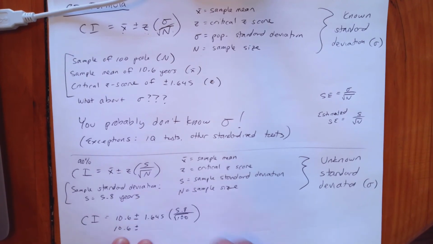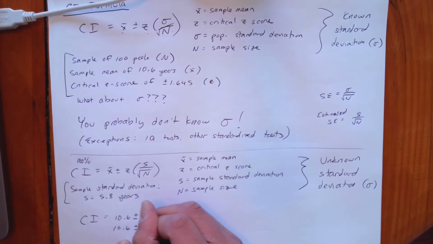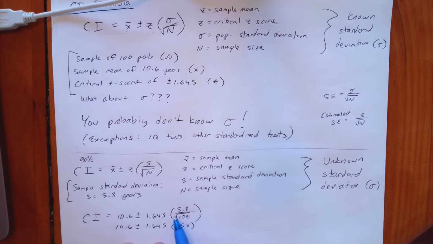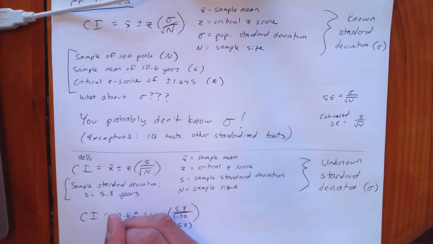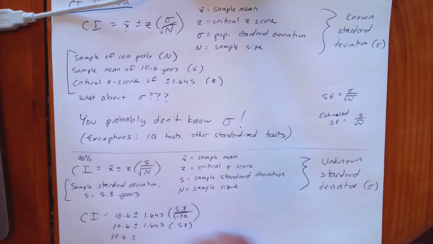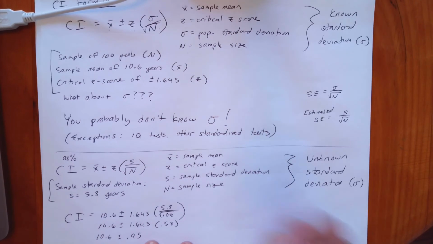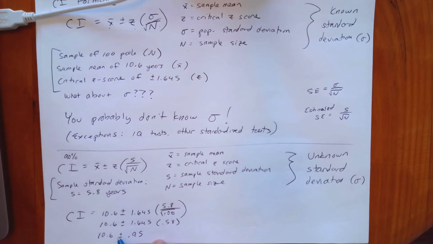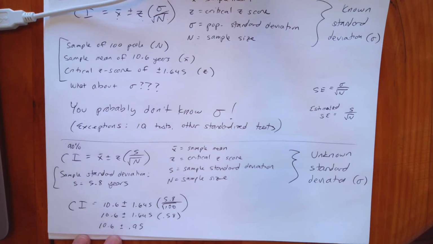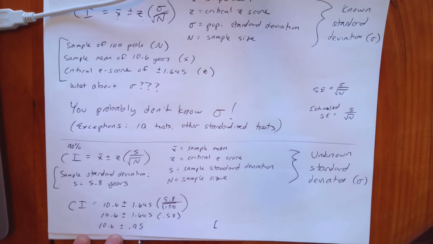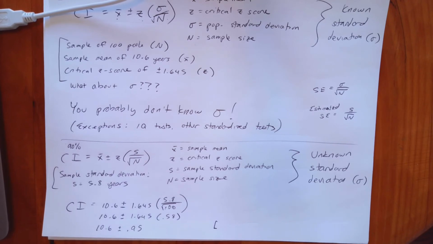So we get 10.6 plus or minus 1.645 times 0.58. So we're dividing by the square root of 100, which is 10. And then we get 10.6 plus or minus 0.95. Plus or minus, it just means that you're going to do two things here. So with one of them, you're going to add 0.95, and with one of them, you're going to subtract 0.95. And by doing that, we're going to get our interval.